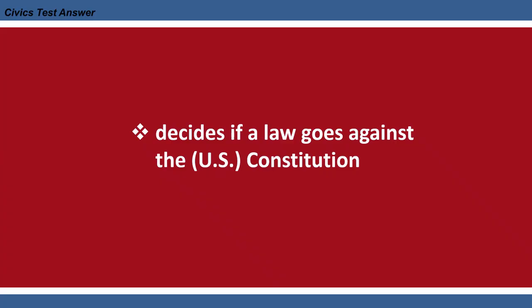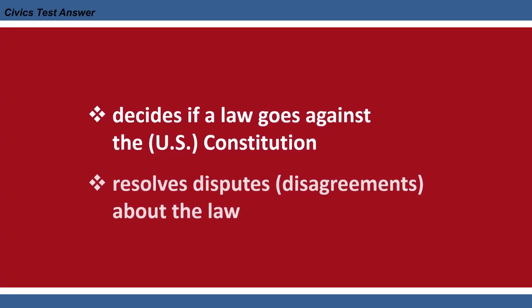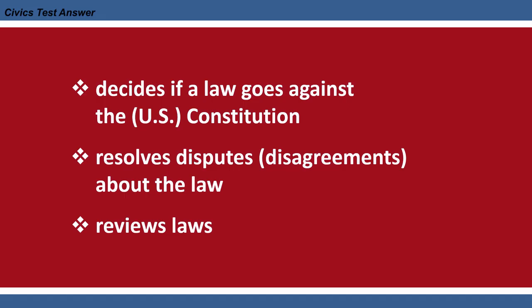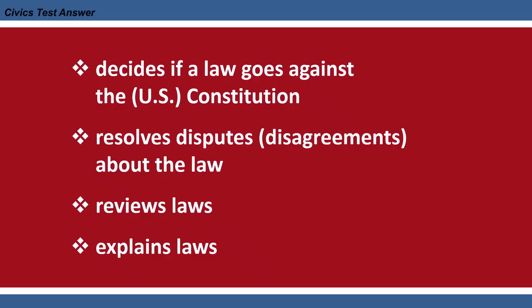The Supreme Court and other courts in the judicial branch of U.S. government have the job of resolving disputes or disagreements about the law. This includes disagreements about the supreme law of the land, the Constitution. Because the judicial branch is the part of government with the power to review laws, and it's the part of government with the power to explain laws, when there's a disagreement in government about what an existing law means in practice, members of the judicial branch are the ones to resolve that dispute by reviewing the law and explaining its meaning.